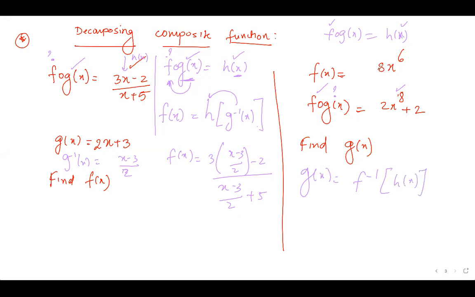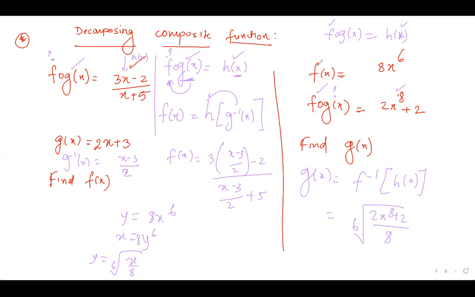So if I find the inverse of this function, if my function is y equals 8x to the power 6, interchange x with y, so it'll be x equals 8y raised to 6. So y will be the 6th root of x upon 8. So you just replace this x with h of x, and the answer is going to be the 6th root of 2x to the power 8 plus 2, divided by 8. So that's your answer for g of x out here.